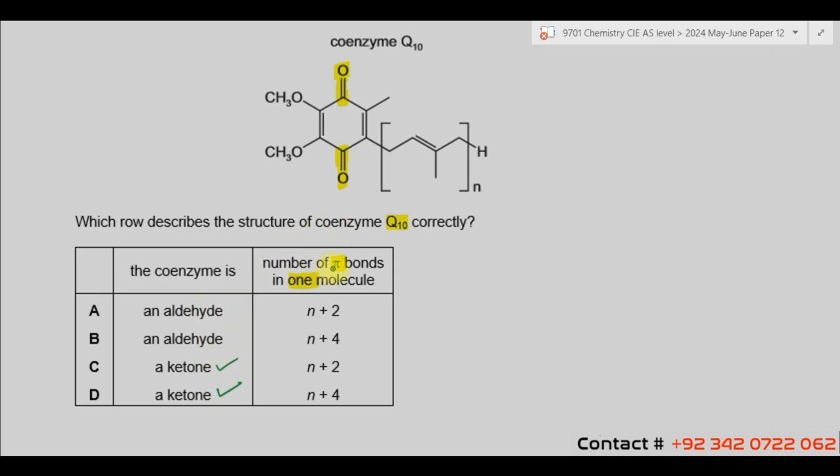Second part is number of pi bonds in one molecule. This is one molecule actually. So let's see how many pi bonds are there. In double bond, one bond is always pi bond. So we have 1, 2, 3, and 4. 4 outside the repeating pattern. Now in repeating pattern, we have n number of pi bonds because it will repeat n number of times. So 4 and n. So it should be n plus 4. Correct answer is therefore D.